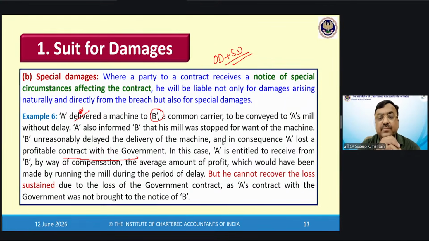Please read this example once again. So special damages can be claimed only where it was informed at the time of contract.